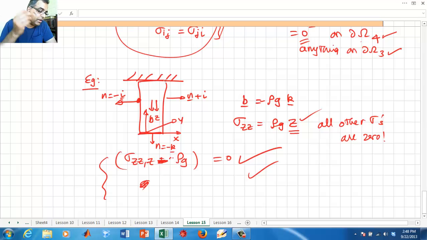On this surface I don't care because it's a displacement specified surface. I don't know the traction, so I don't have to meet anything. It seems to satisfy everything that we asked for. Super, so we got that. That's called a statically admissible stress field. It doesn't mean it's a correct stress field. All it means is that at least I managed to satisfy the equations of equilibrium.